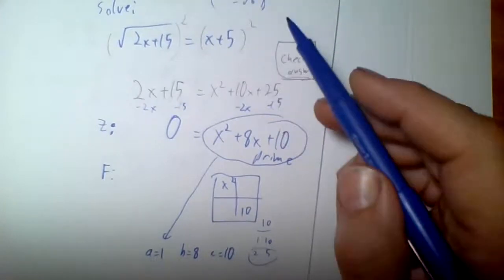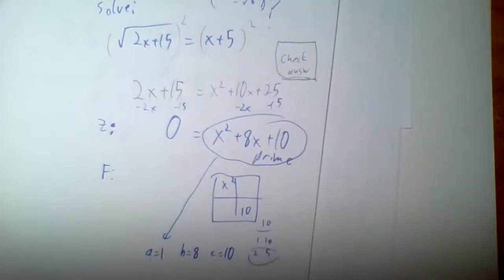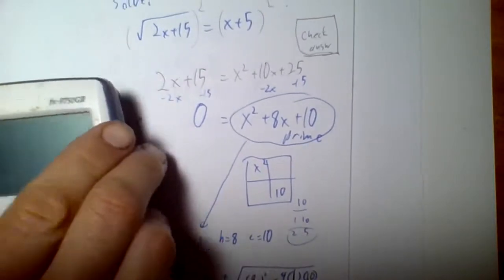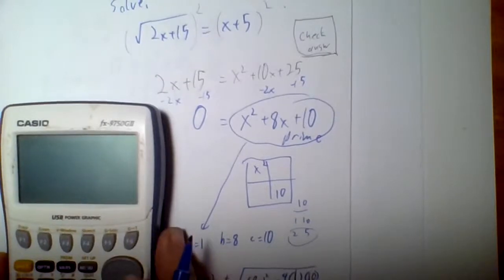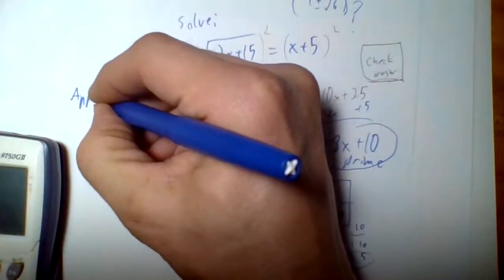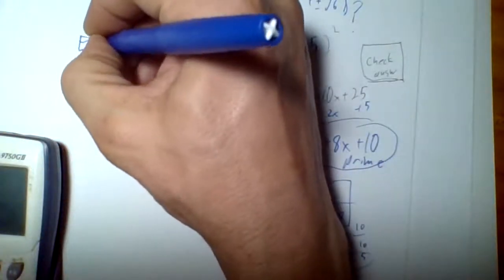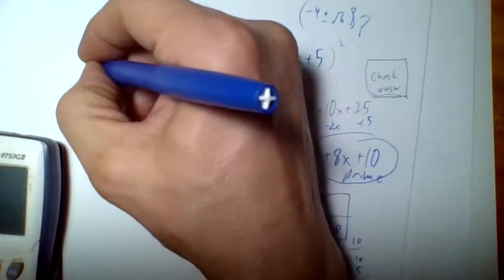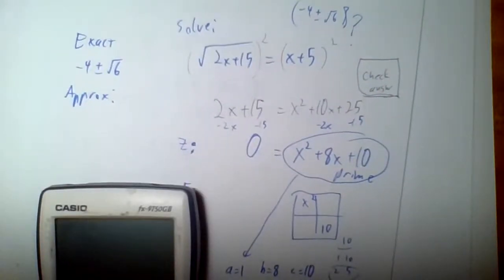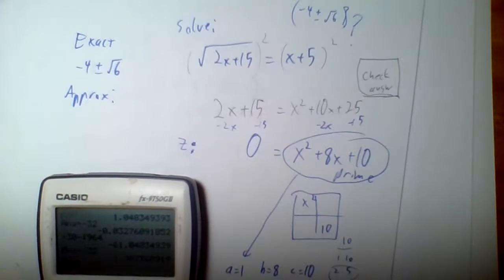So I'm going to check that out by going to decimal form on these things and check the approximate values of it and see if they work. So let's see what happens. Approximate solutions. You got your exact solutions, negative 4 plus or minus the square root of 6. And you got your approximate solutions, which are still negative 4 plus or minus the square root of 6, just rounded. So I want to see what that is.